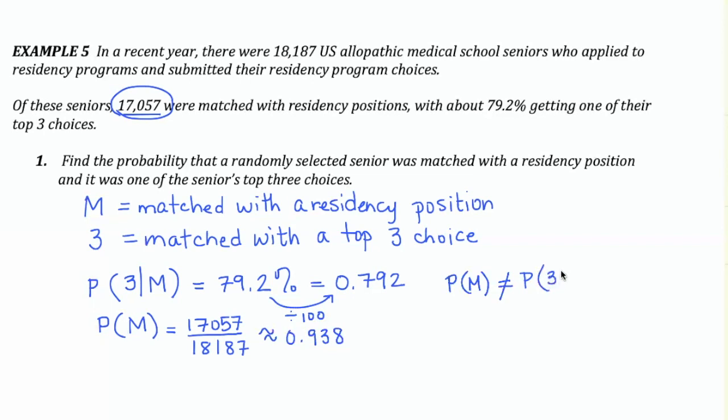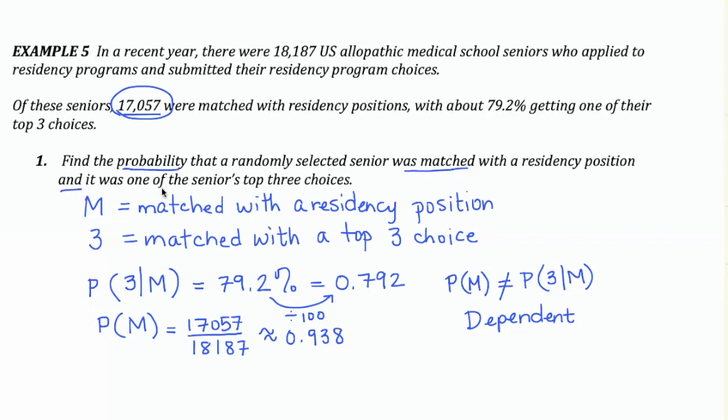So because these 2 numbers are different, because the probability of just being matched did not equal the probability of a top 3 choice given that they did get a match, we know that these are dependent events. Somehow whether or not they got their top 3 choice did depend partially on whether they made a match in the first place.